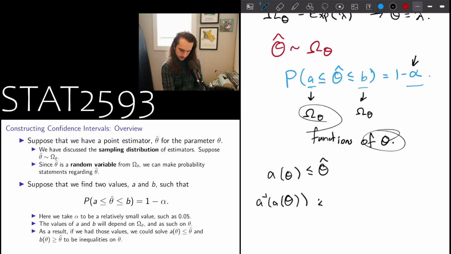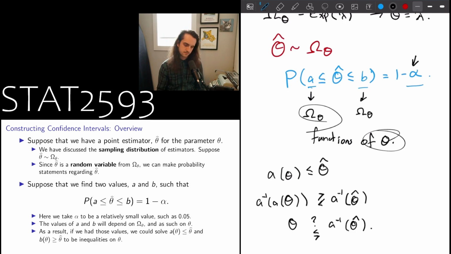Then we'd have this inequality where we have theta on the left side, and then theta hat on the right side, right? So this is just going to be theta, and we don't know which direction this inequality is going to go, but it's going to be some function of theta hat. Okay, and so we could do the same thing with b as well. So we can solve these two endpoints of this equation.